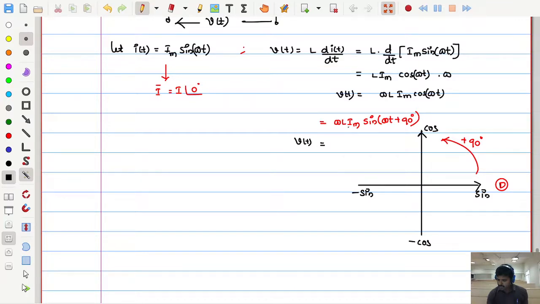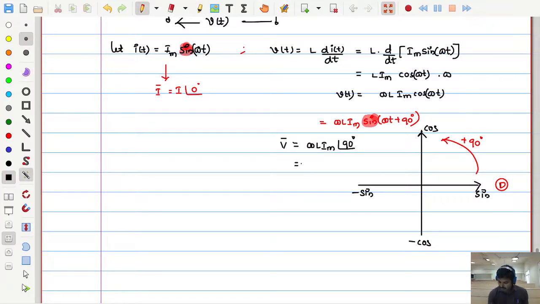Omega L, one term, let me keep as it is. Let me write in phasor form, then I will come back. So V bar is equal to omega L Im at an angle of 90. See that? Now V and current both are in sine function, so no issue. Both should be either in sine or cosine. This is a sine, this is also in sine.